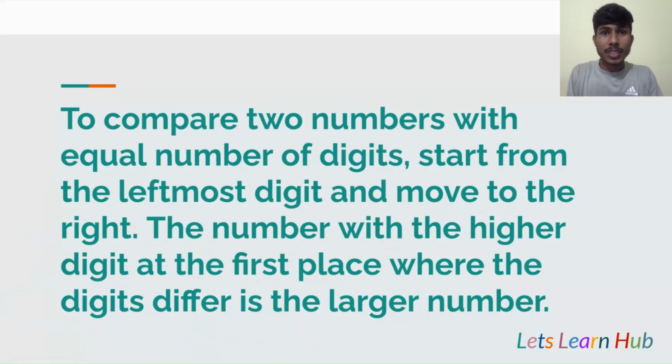That means you need to compare the two numbers from the leftmost digit to the rightmost digit. Check the leftmost digit in both numbers and see if both are equal or not. If both are equal, move to the next digit towards the right and compare them. If both are again equal, move to the right and compare again. If somewhere they are not equal, then you choose which one is bigger. That number will be the bigger number. Let's go through a few examples so that you will understand it.